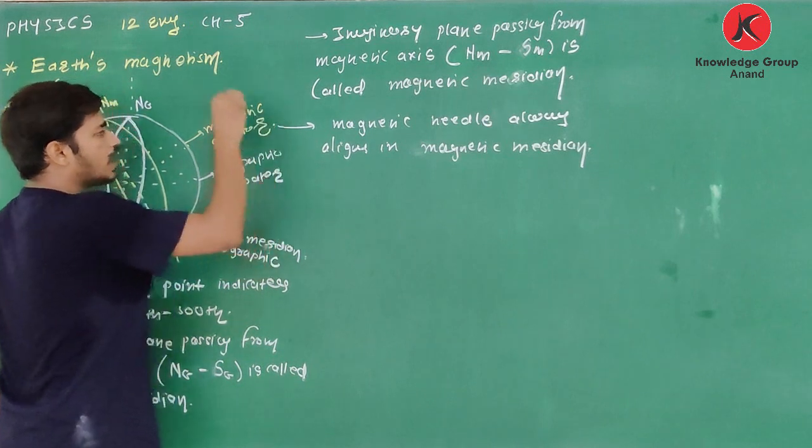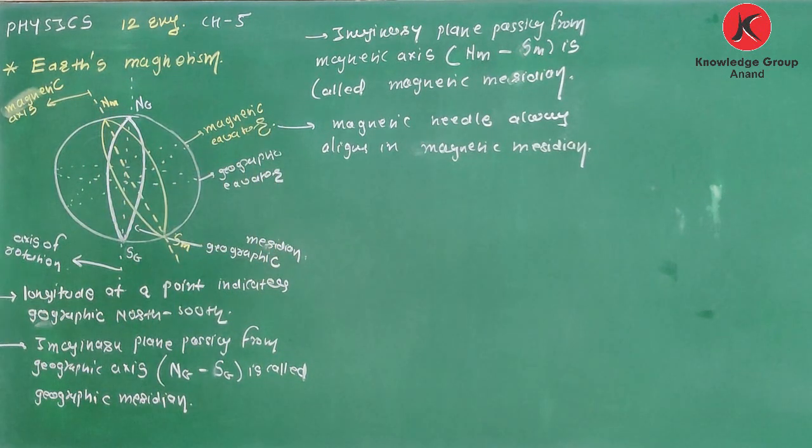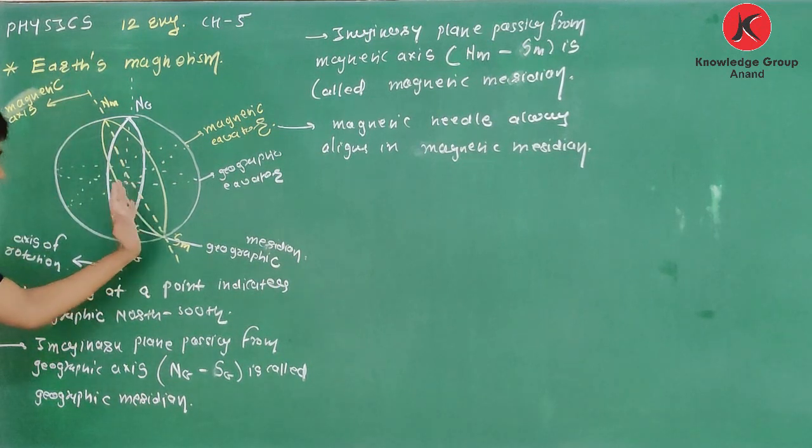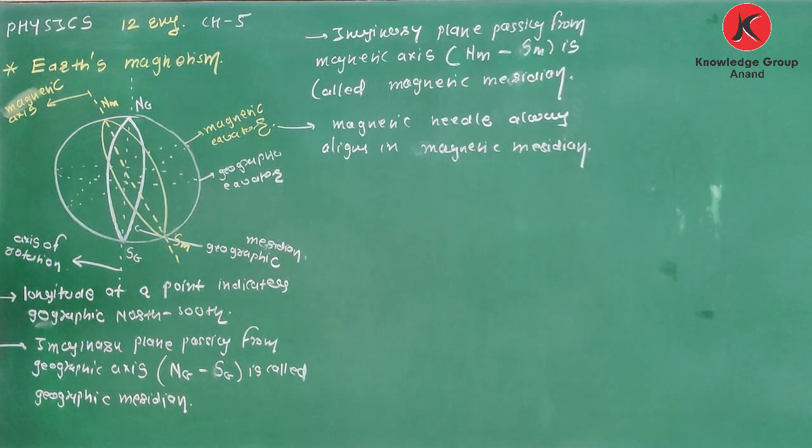So yes, you have to remember this each and every point. Geographical north, geographical south, axis passing from it, geographical axis or axis of rotation, plane passing from it, geographical meridian. Earth behaves as a magnet. Its magnetic axis is not coinciding with the geographical axis.